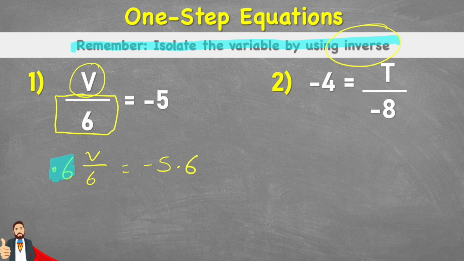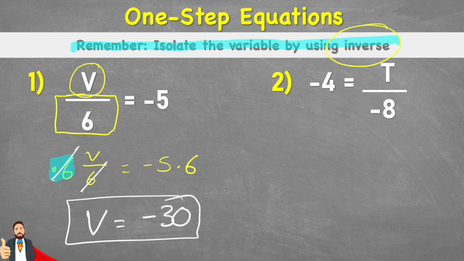Now I can begin to solve, and I can see I have a times 6 and a divide 6 on the same side, this left-hand side, so I can cancel those two out, leaving me with just one v, so I can just represent that with v. V equals negative 5 times 6. And when we multiply a negative by a whole number, we will end up with a larger negative. So negative 5 times 6 will turn into negative 30. Therefore, v equals negative 30.